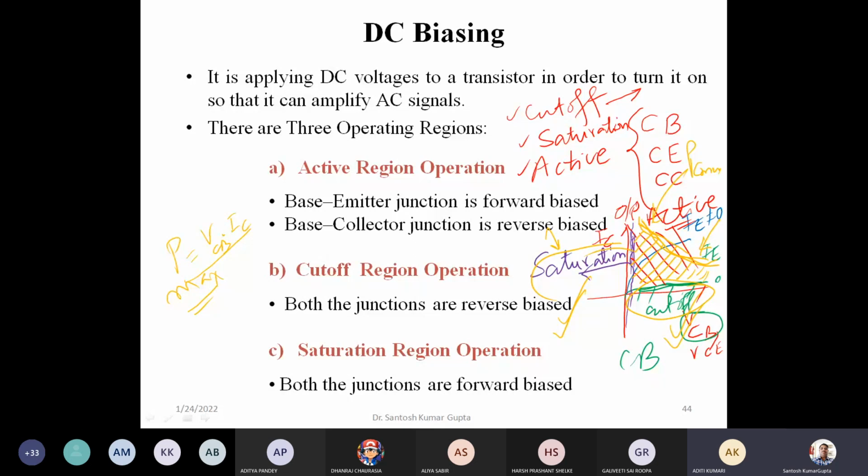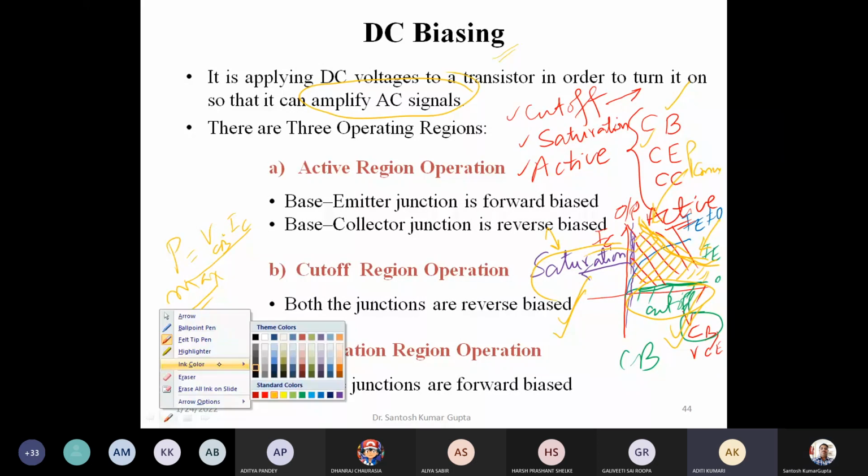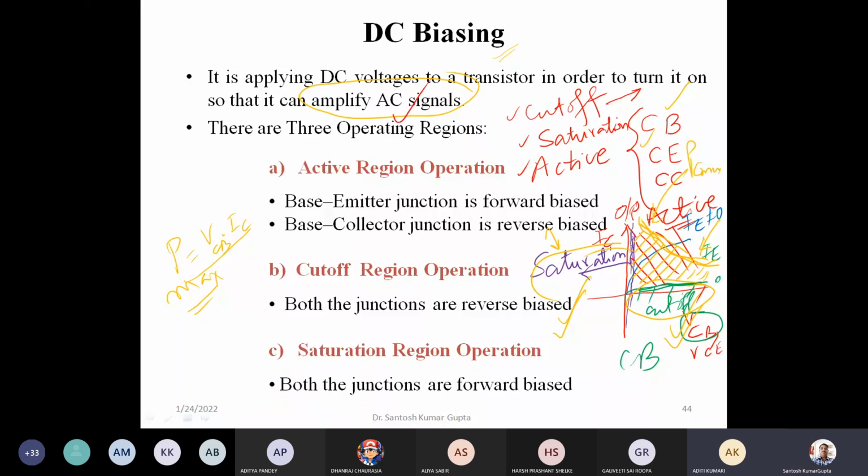So in order to make the transistor and its particular configurations useful, we do something called biasing. We apply some DC voltages to a transistor in order to turn it on so that it can amplify AC signals. The amplification of the signals which we are claiming here is obtained in the active region. So we will try to understand that in more detail.